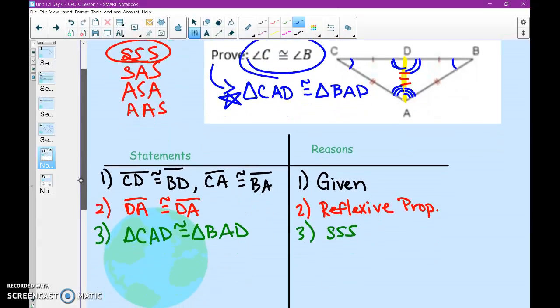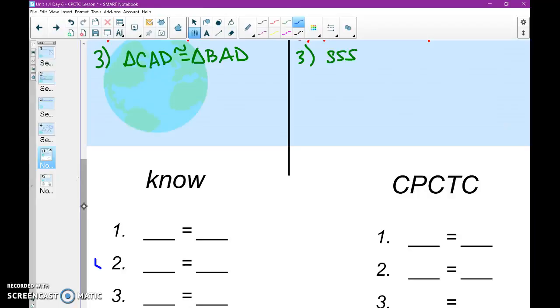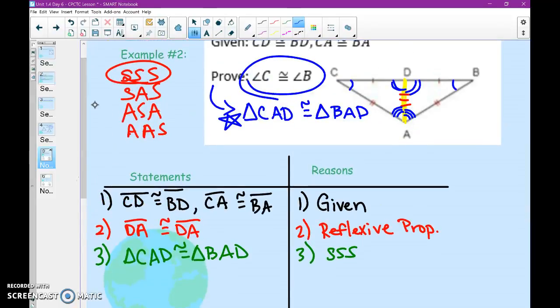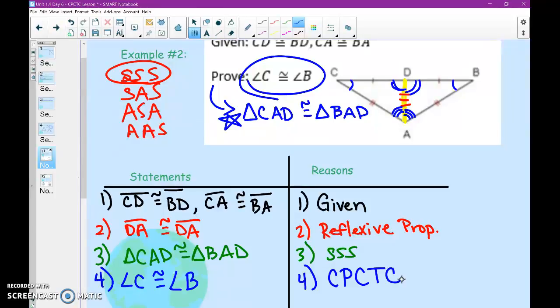So my final step, the one thing we're adding on today, is step number 4. I have to end with what I'm trying to prove. So angle C is congruent to angle B. And our reason is corresponding parts of congruent triangles are congruent, or CPCTC.